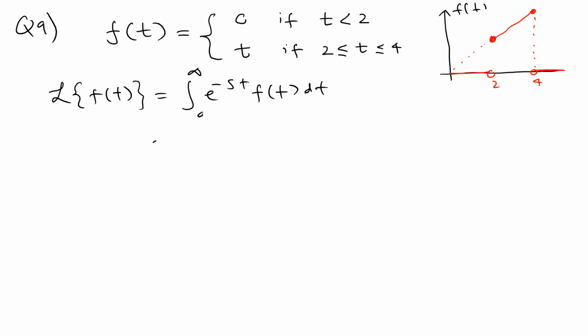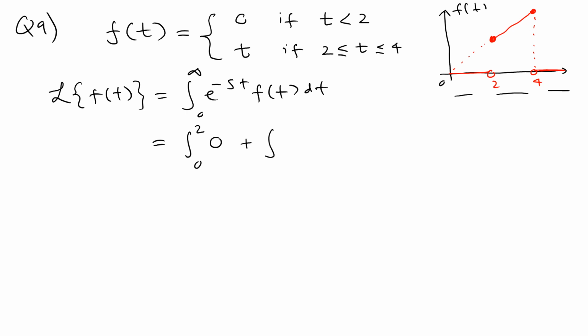And then what we do, we can split the integral into 3 parts right now, because there are 3 different regions here: 0 to 2, 2 to 4, and 4 to infinity. So let's split them. We have 0 to 2. You can see from 0 to 2 the function is 0, so you don't get anything from that.